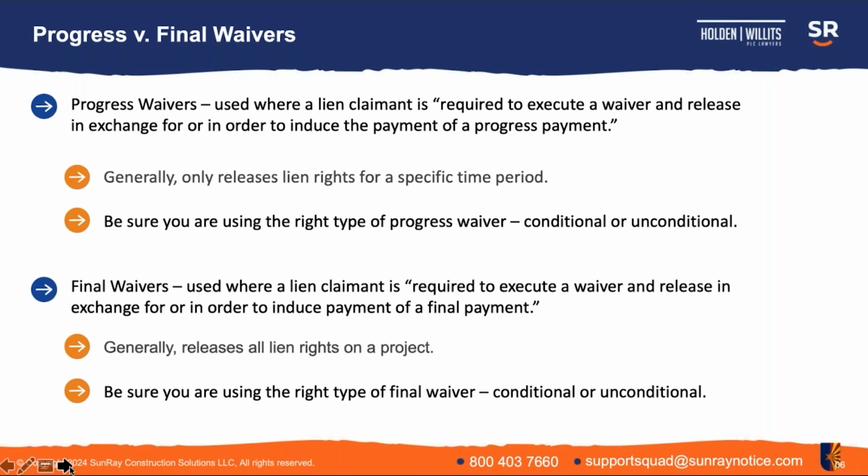That is juxtaposed with final waivers, and those are used when a lien claimant is required to execute a waiver and release in exchange for or in order to induce final payment. Generally speaking, these release all lien rights on a project, and when you're executing a final waiver, again, make sure that you're using the right type, conditional or unconditional. We'll get into that with the next slide.